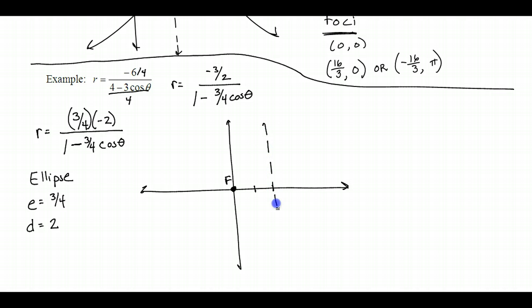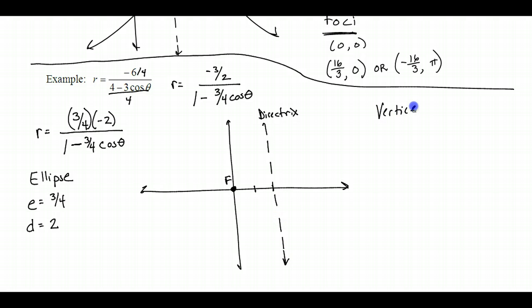So here is where our directrix is going to be. And just to repeat, cosine is a vertical directrix. Negative means it should be to the left of the pole, but a negative distance makes it go to the right of the pole. So then there's your directrix. And now we're graphing an ellipse. An ellipse is going to be perpendicular to your directrix.